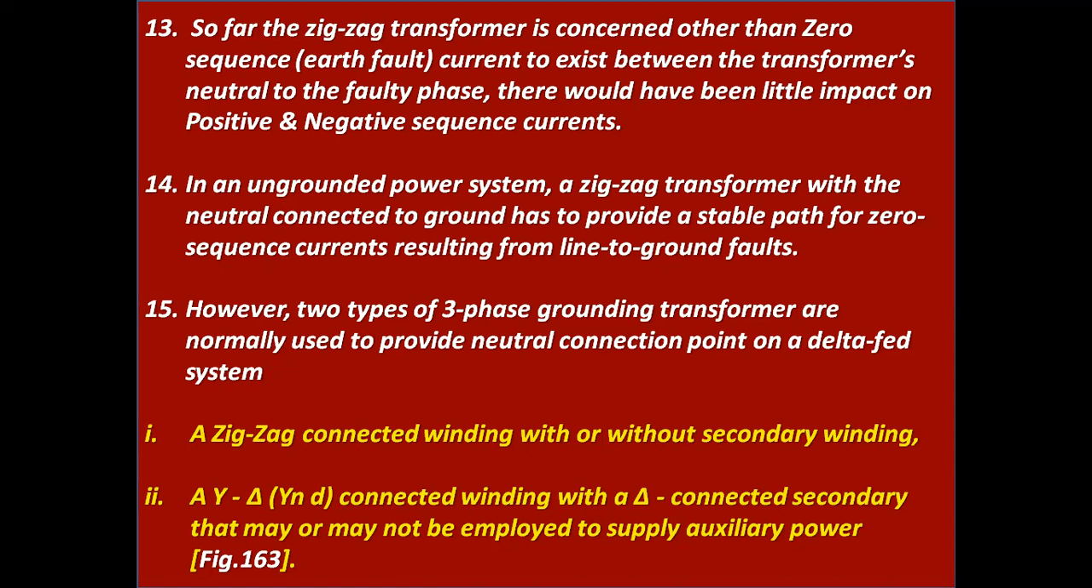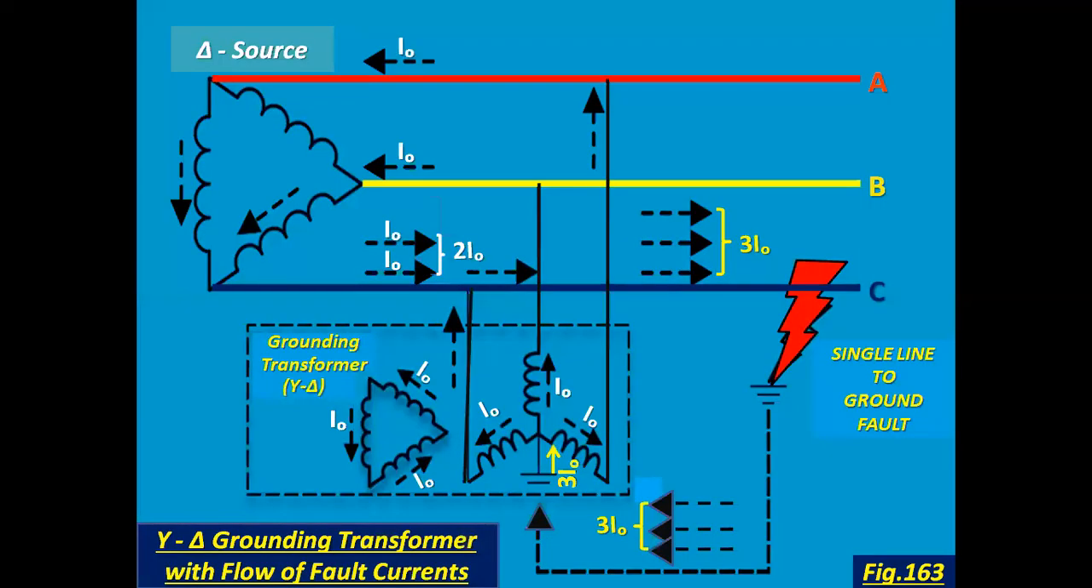However, two types of three-phase grounding transformers are normally used to provide a neutral connection point on a delta fed system. Number one, a zigzag connected winding with or without a secondary winding. Number two, a star delta, that is YND, connected winding with a delta connected secondary that may or may not be employed to supply auxiliary power, as in figure 163. See the diagram. Star delta grounding transformer with flow of fault current.